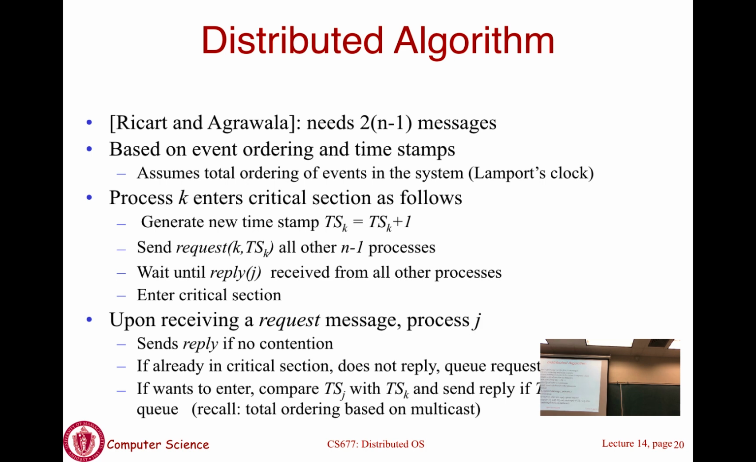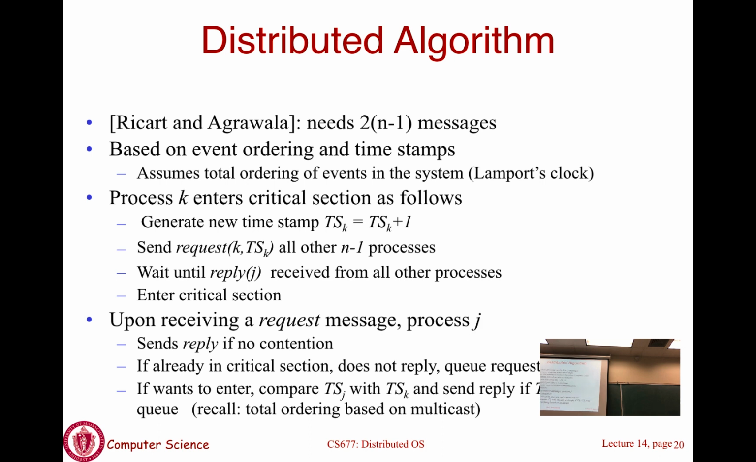If you are a process that got a request from some other process J, and you don't have any contention for the lock, you don't care about the lock, you send a reply saying, go ahead, I don't care. If you are already holding the lock, you are going to queue that reply. You are going to say, I am in the critical section, I am not going to grant you permission, because by definition you hold the lock, you can't grant someone else permission to enter.